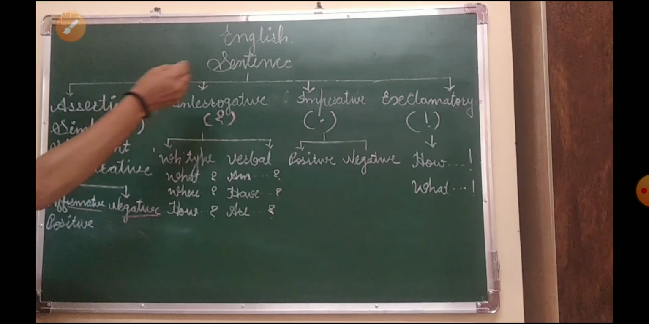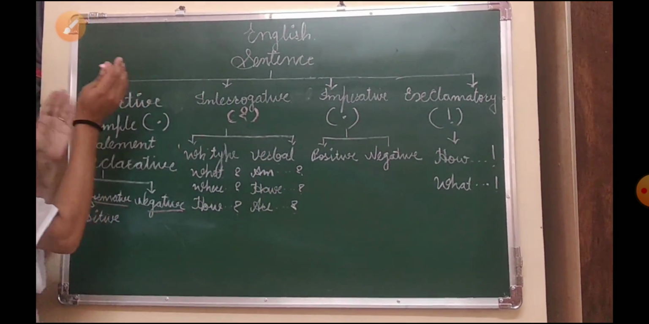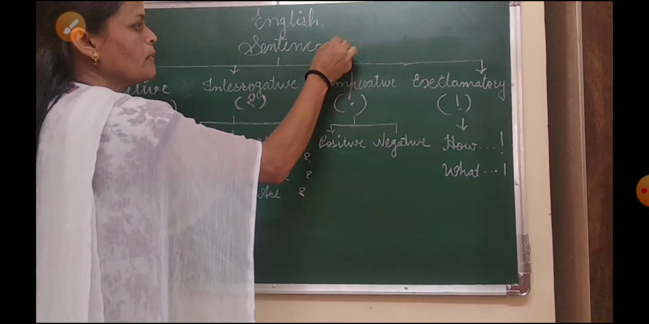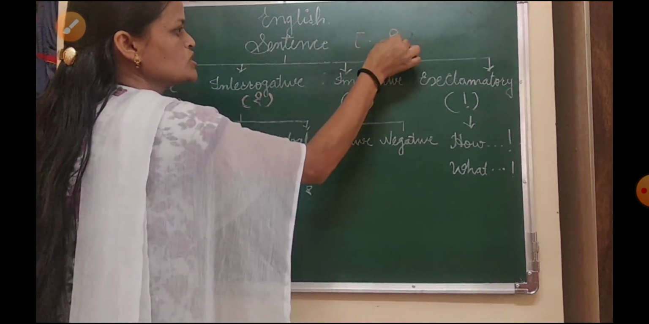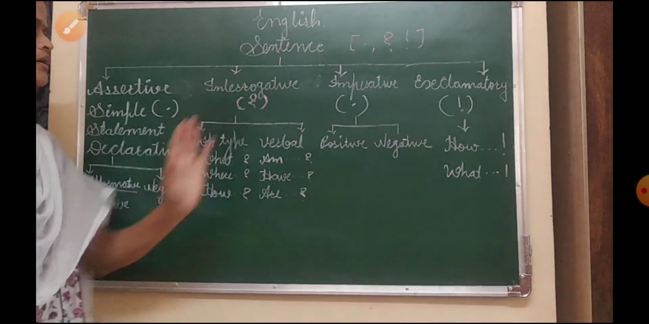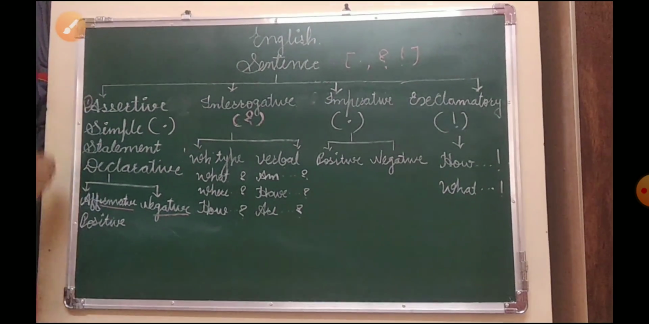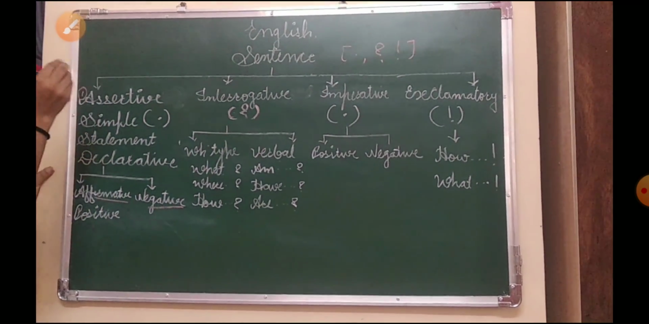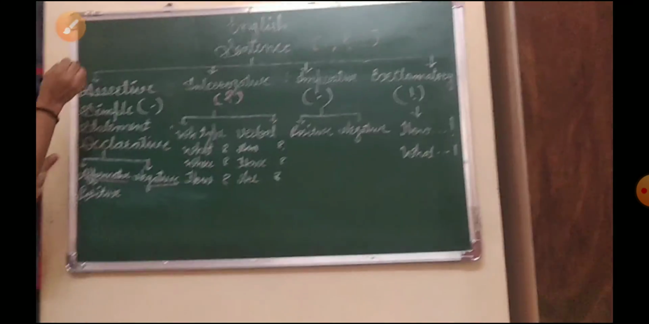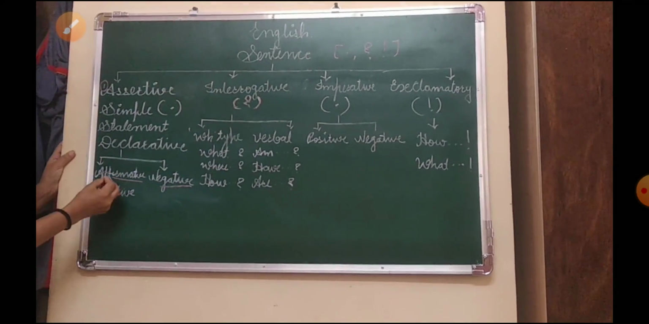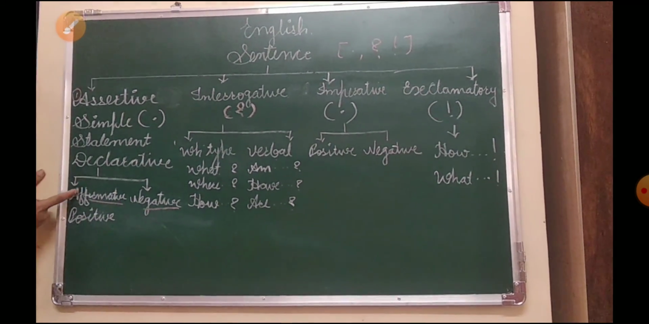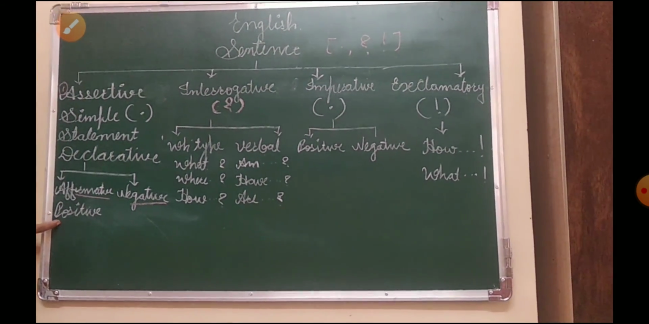You know very well, a sentence means a group of words which starts with a capital letter and ends with a different punctuation mark, like a full stop, question mark, exclamation mark. The first kind of sentence is assertive. An assertive sentence you can call simple, statement, or declarative. It starts with a capital letter and ends with a full stop. It has two kinds, affirmative and negative. The affirmative you can also call a positive assertive.